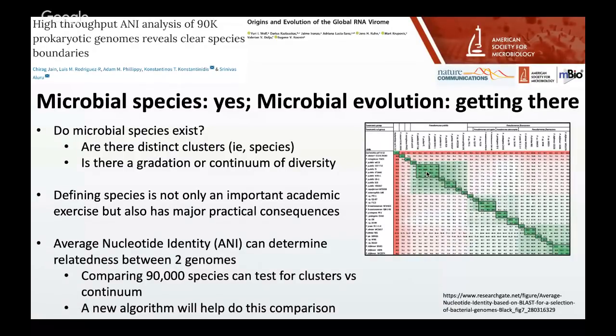Now, looking at 90,000 different genomes, which are deposited within different registries, would be able to determine whether or not all of these different genomes cluster in various clusters, as we see here, or if there's a continuum across all of those different species, or all those different genomes, excuse me.